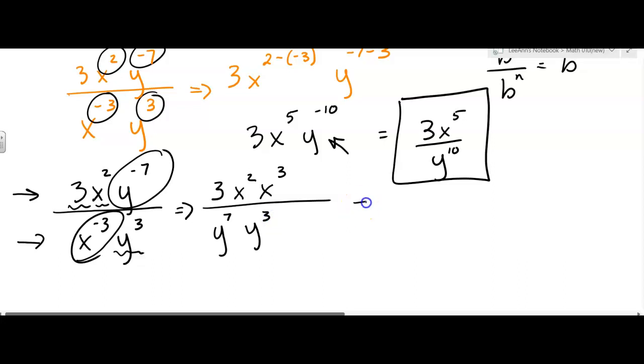Okay, and then you're going to get the same answer from our rule of multiplying, right? You're going to add the exponents, 3x to the 5th, and then over y to the 10th. Okay, so kind of two ways to look at that problem, and you get the same answer.